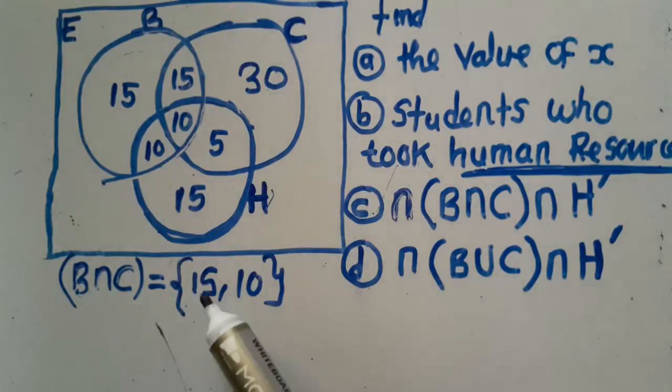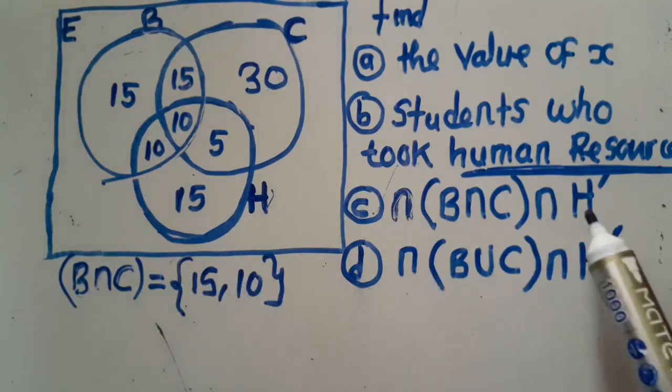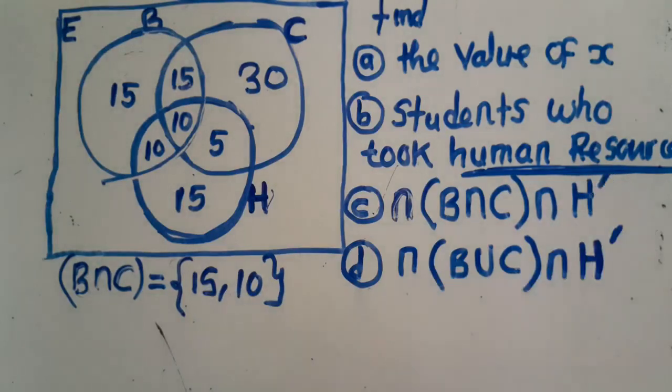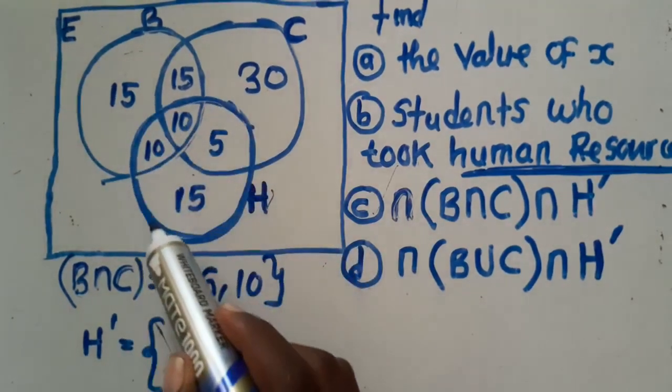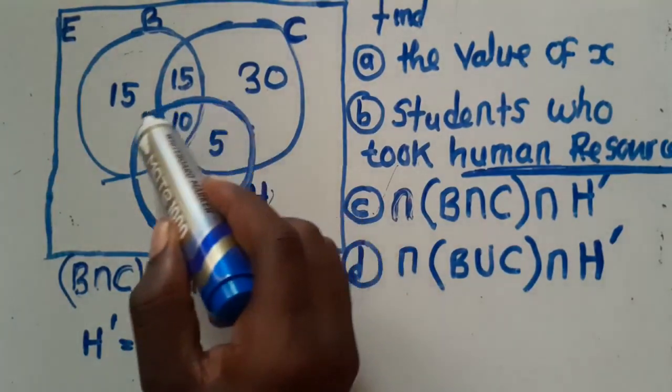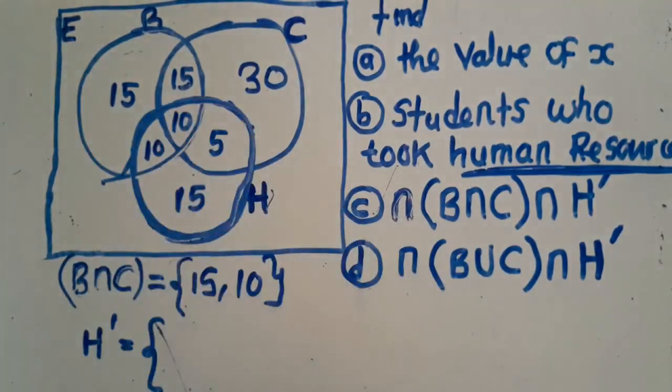So this is B intersection C. And then what is H complement? If I was told to list H complement, what am I supposed to do? H complement means that you remove this set of H, then write the numbers that will remain. So the numbers that are going to remain, we are going to have 15 there. Have you seen?